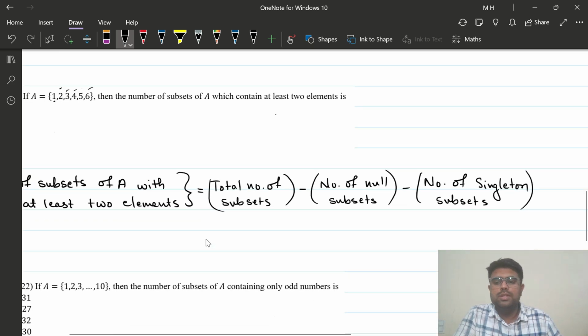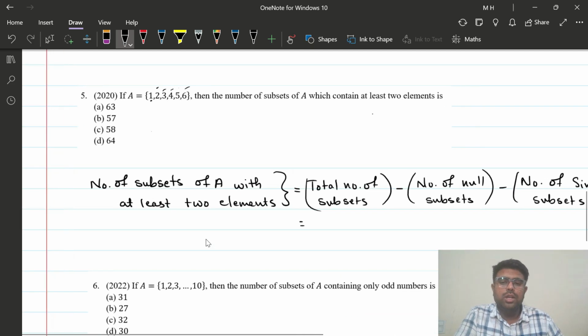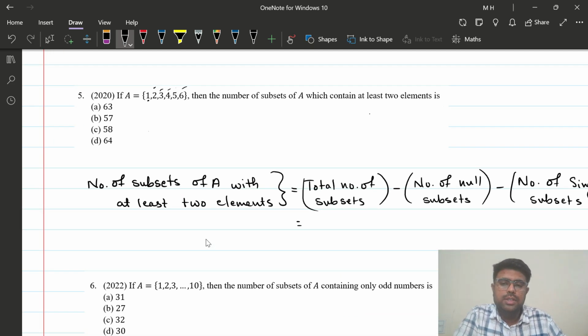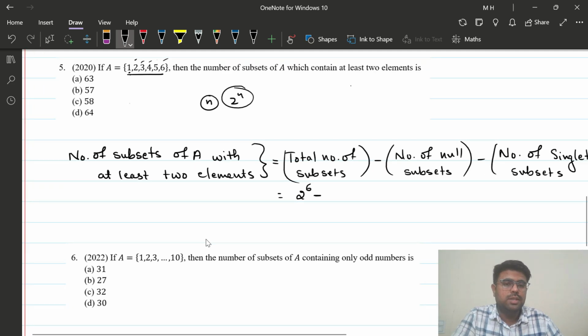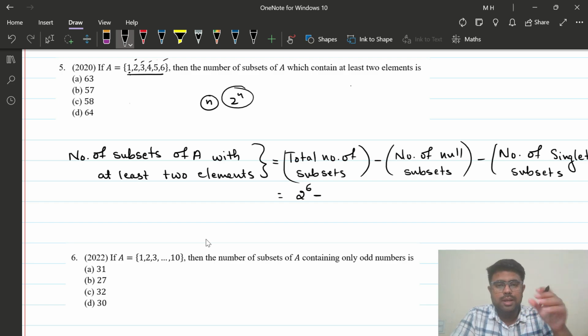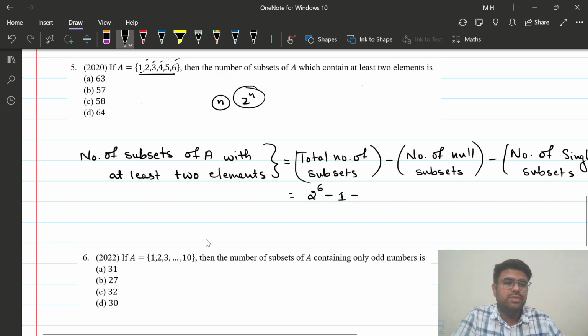So what is the total number of subsets? I had said yesterday, if a set has n elements, then the total number of subsets is 2 raised to n. So how many elements does it have here? 6 elements. So the total number of subsets is 2 raised to 6, minus the number of null subsets. There will be only one null subset, which is the empty set. It's obvious, right? So one null subset, minus the number of singleton subsets.